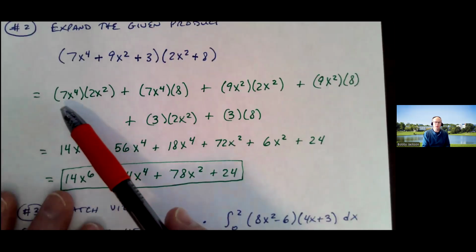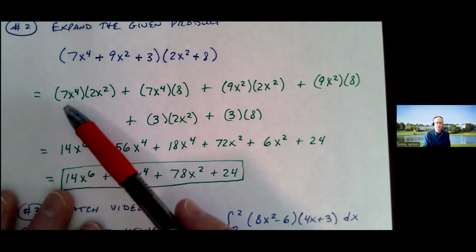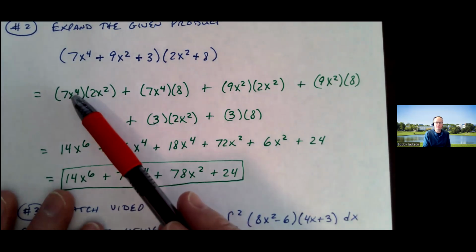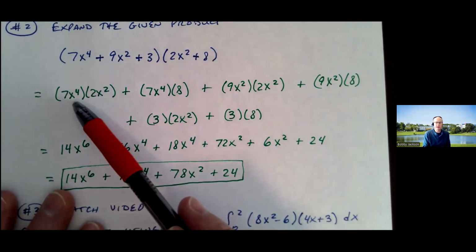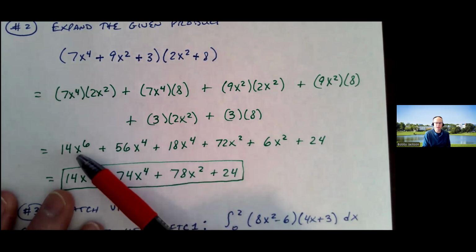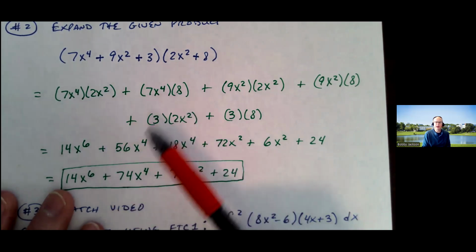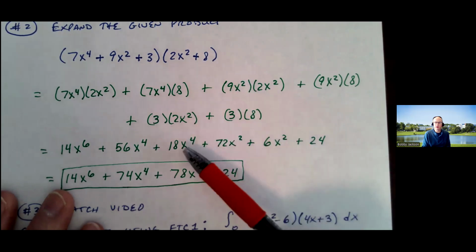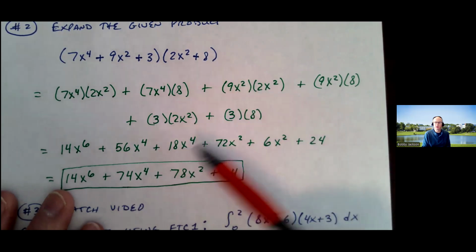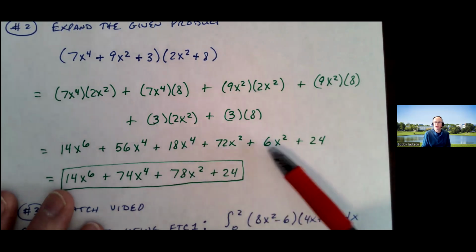I simplify, of course, multiply the coefficients. 7 times 2 is 14. And remember, when I'm multiplying like bases, I'm going to add these exponents, right? X to the fourth times x squared is x to the sixth. And then on down the line, I'll multiply the numerical coefficients. Of course, adding the exponents gives me these 6 terms.